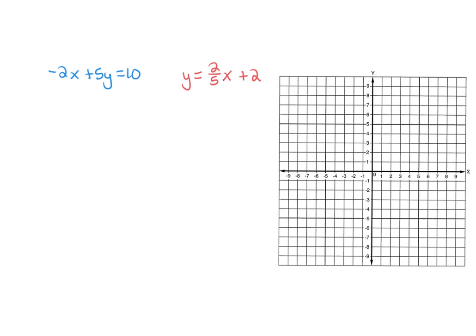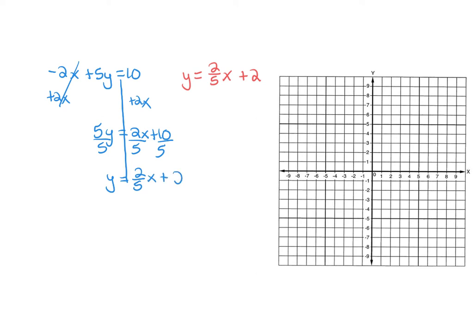Okay, here is our last example. All right, let's graph this first one. Let's solve for y. So add 2x on both sides. 5y equals 2x plus 10. Divide everything by 5. So y equals 2/5 x plus 2. Okay, let's graph that starting at 2 and then up 2 over 5.